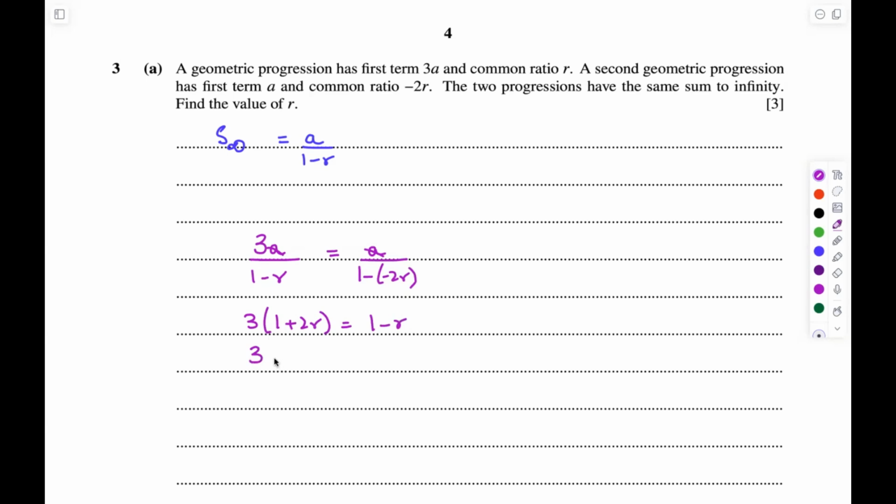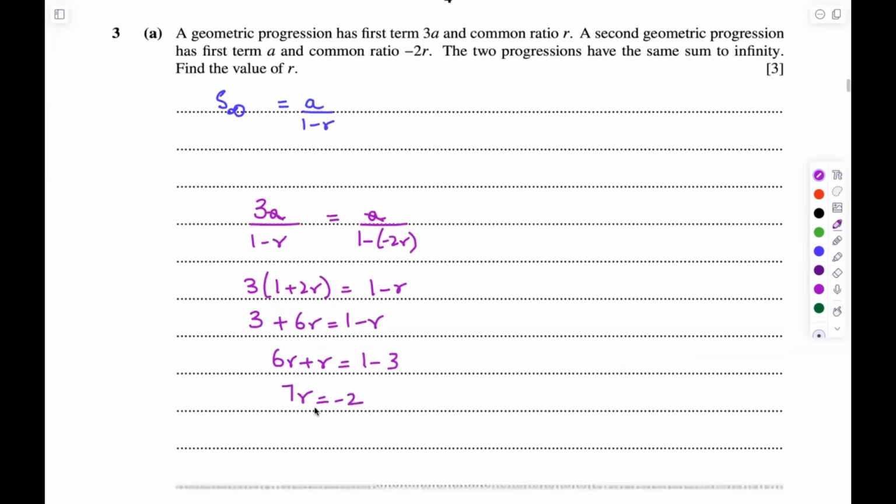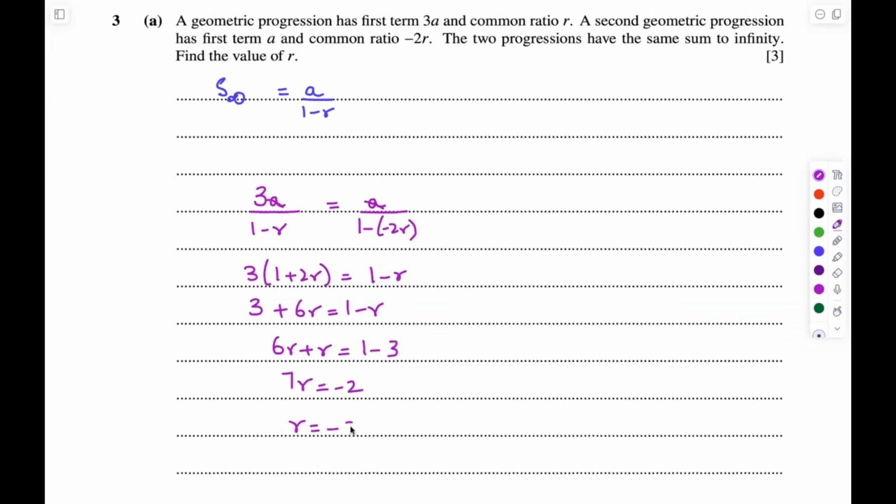Opening the brackets, we'll get 3 plus 6r equals 1 minus r. Taking r on the other side, that will become 6r plus r equals 1 minus 3. So 7r will be equal to minus 2, and the value of r will be equal to minus 2 upon 7.